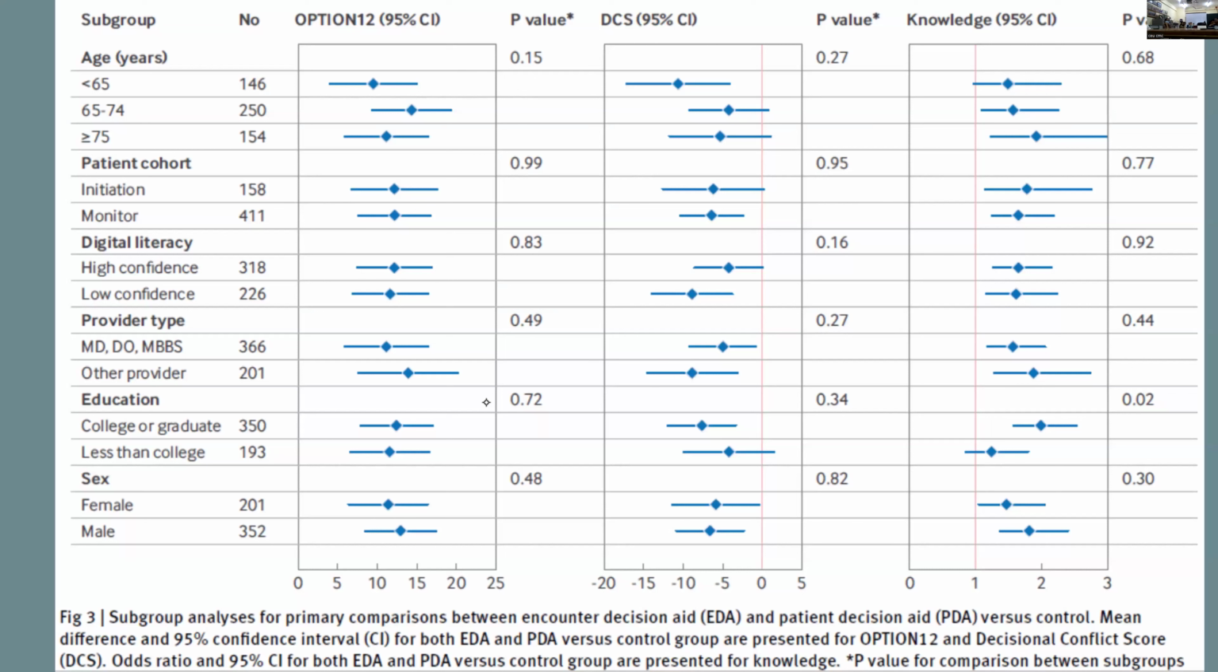This was a subgroup analysis. All the subgroups were fairly similar. They didn't find any difference in the subgroup analysis. It was pre-planned.